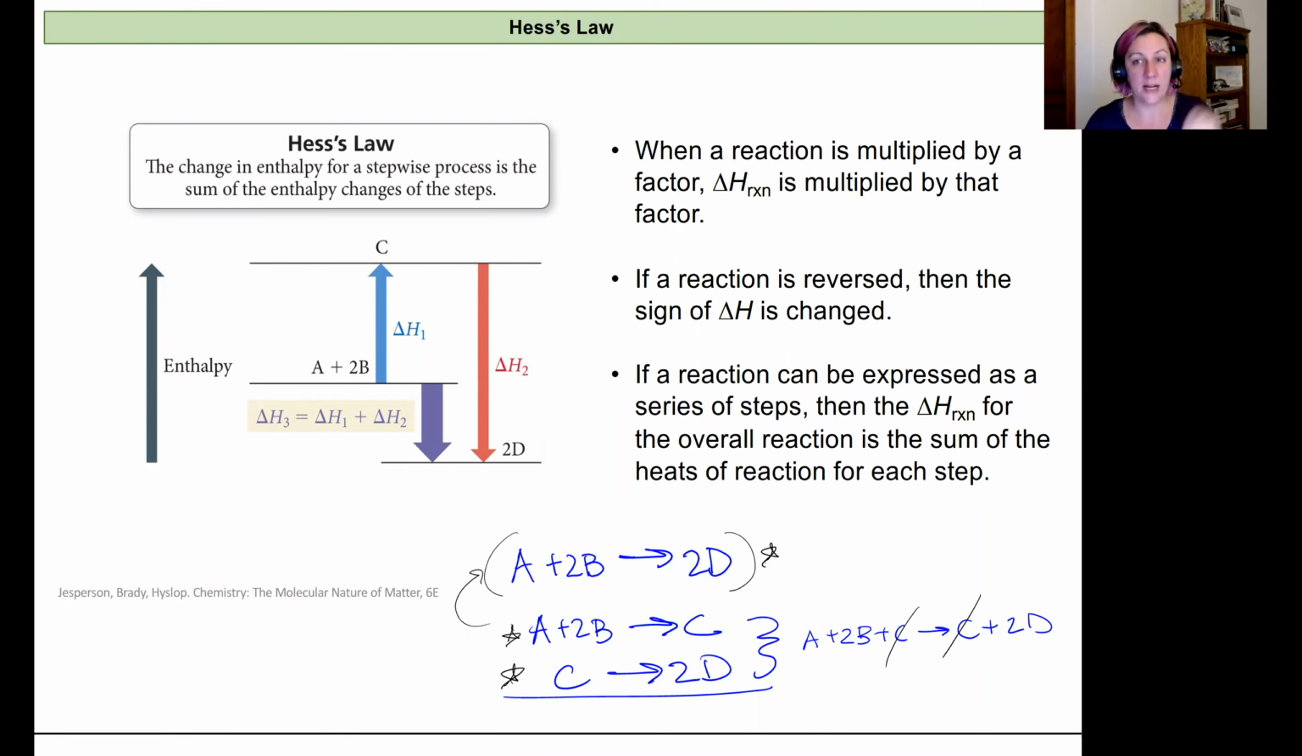First, when a reaction is multiplied by a factor, like 2, so all of the coefficients are multiplied by 2, then we also multiply the enthalpy of the reaction by that number as well. If a reaction is reversed, which means I make my products my reactants, then I change the sign of the enthalpy. And if a reaction can be expressed as a series of steps, then that overall reaction's enthalpy becomes the sum of the enthalpies for those steps.